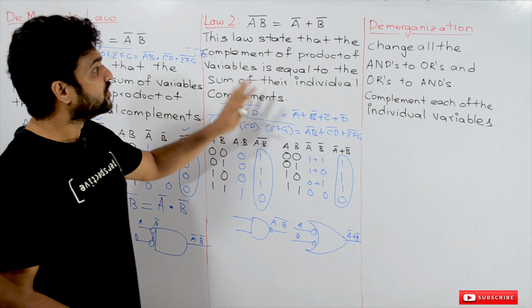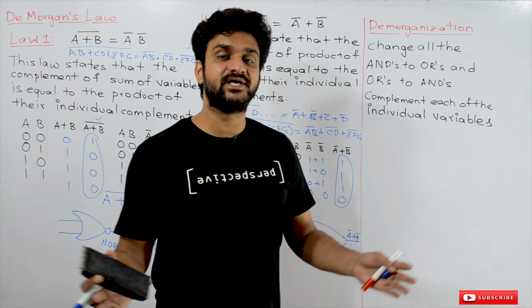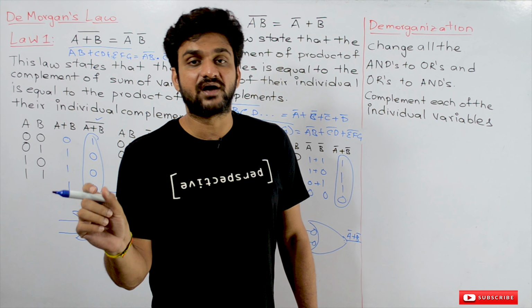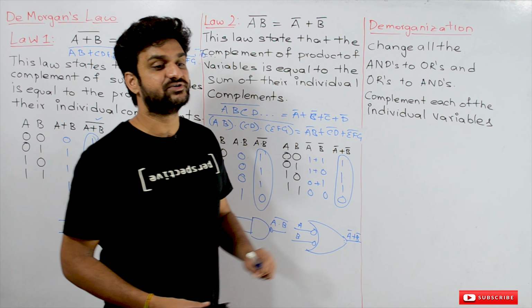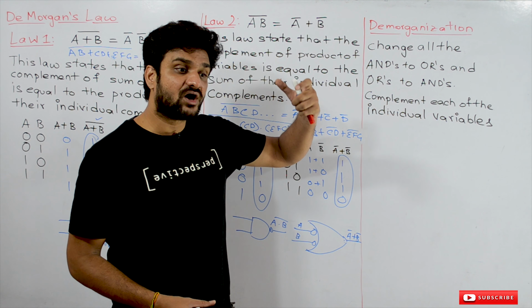Okay, so these are the two laws. Using these two laws, we can do the De Morganization. So using both these laws, any given Boolean expression can be De Morganized. How to do the De Morganization? Change all the ANDs to ORs and ORs to ANDs. In the given expression, if there is an AND, it has to be changed to OR. If there is an OR, it has to be changed to AND. The next step is to complement each of the individual variables. After changing AND to OR and OR to AND, we have to complement each and every individual variable.